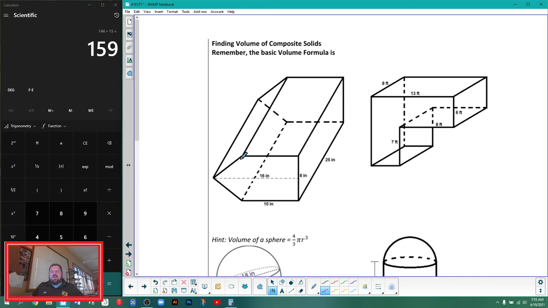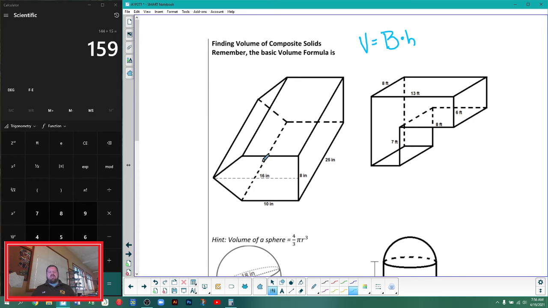On the back side, we're taking a look at volume of composite solids. The basic volume formula that we've been using has been volume equals the area of the base times the height. So we're going to use some of the information that we found already to finish these problems. Just to make it a little bit easier, I did use a lot of the same shapes.